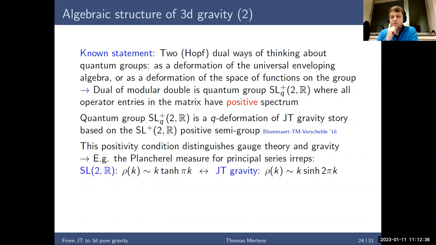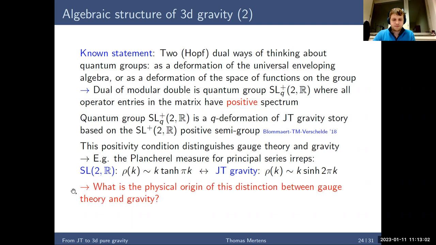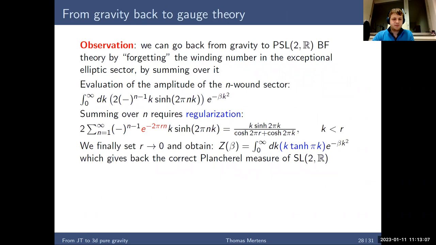For instance, this Plancherel measure for the principal series representations: if you look at math textbooks at this measure for the actual SL2R group, it's k times a hyperbolic tangent, whereas we actually need a measure k times a hyperbolic sine function. And you can explain this difference by not taking SL2R, but by adding this positivity constraint to it. So let me skip some of these things because I'm running out of time and just go to the conclusion.